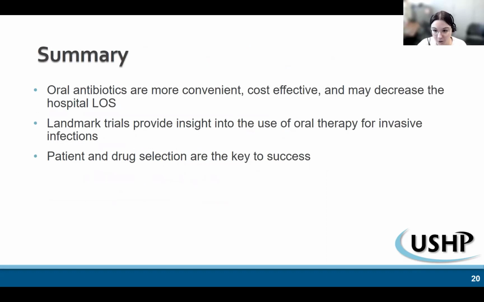To summarize, oral antibiotics are more convenient, cost-effective, and may decrease the hospital length of stay. We do have landmark trials, which I will go into later in this presentation, to provide insight into the use of oral therapy for invasive infections. And patient and drug selection really are the key to success for treatment.